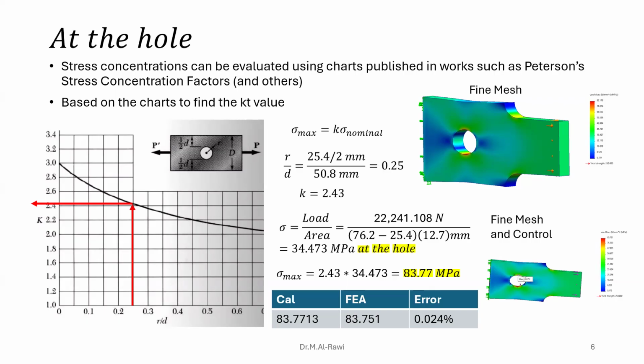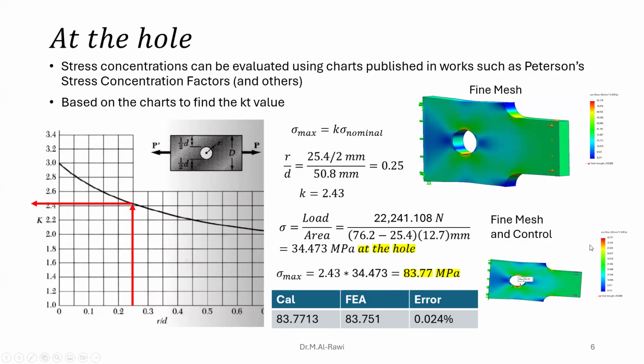But if I want to use only control mesh on an area where I'm interested, and usually you do it after you know where that area is, the critical areas, so you don't do it for the entire geometry. So I know my weakness will be around this point. I compare with the calculated one. The calculated one is 83.77 and the FEA is 83.751.